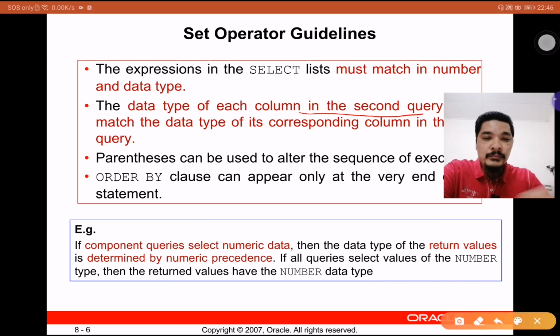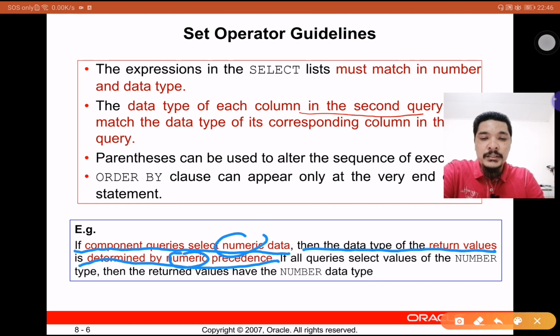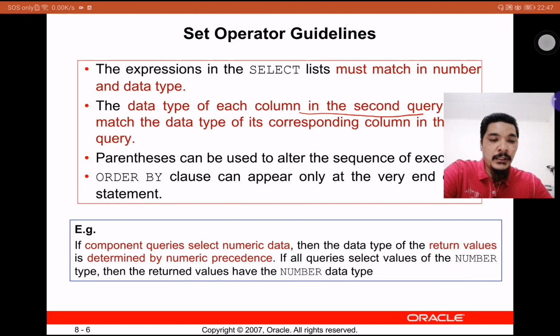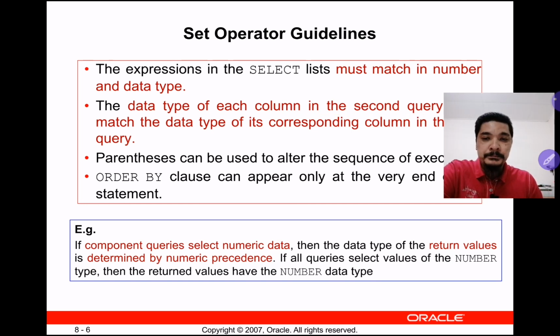Example: if component queries select numeric data, then the data type of the returned values is determined by numeric precedence. This is numeric and this is also numeric. If all queries select values of the number type, then the returned value has the number data type. Please make sure the data type is the same in the first query and also the second query.